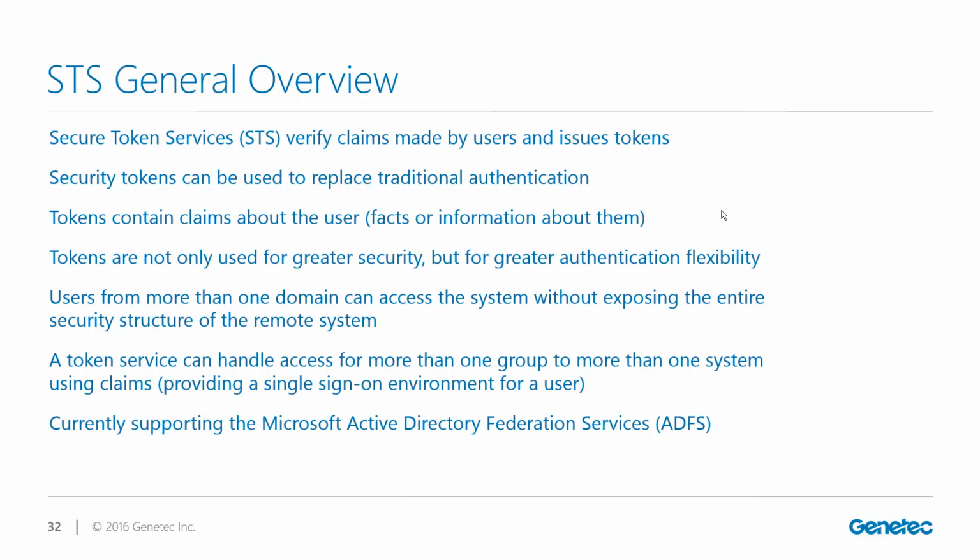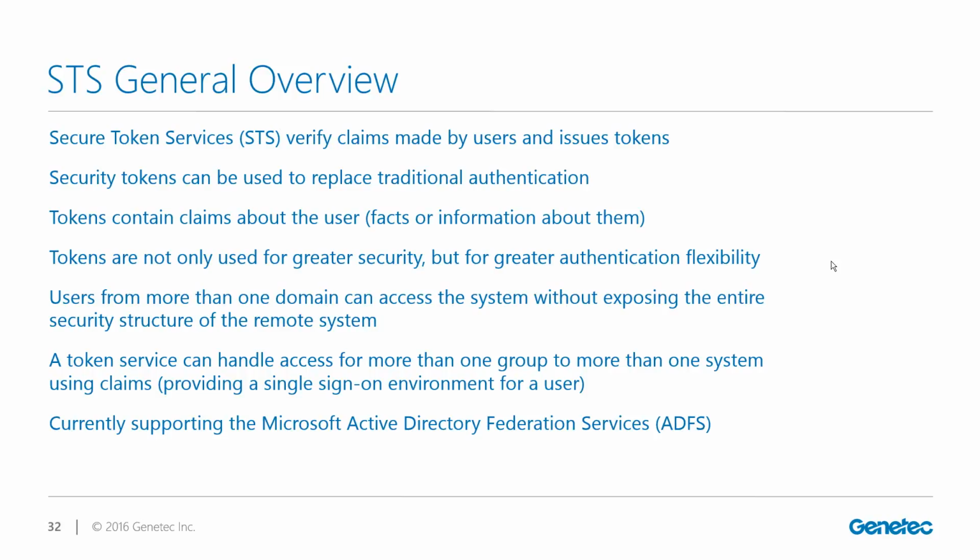The tokens contain claims about the user, so basically facts or information about them so that we can verify that they are who they say they are. And they're not only used for greater security, but they're used for greater authentication flexibility as well. So basically what you see is that users from more than one domain can access a system without exposing the entire security structure of the remote system.